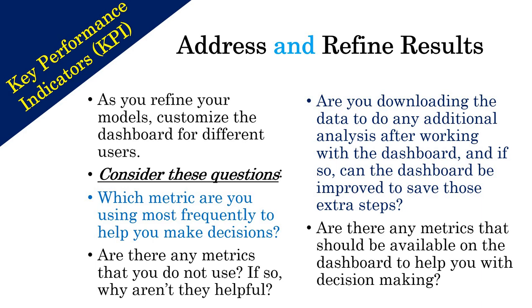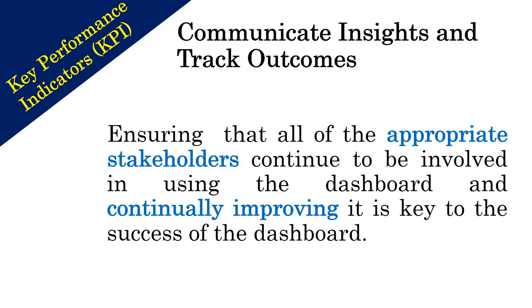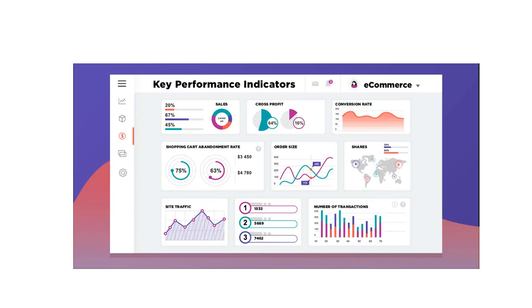Consider this question: which metrics are you using most frequently to help you make decisions? Say for example, in case of Apple, they have already launched the iPhone 12, so the first metric they will be using to measure their performance is the number of units sold. Then communicate the insights and track outcomes. After calculating your performance and your competitors' or the industry performance, you will communicate the insights and track outcomes, and this is one example of how you communicate the results. See how you are doing.